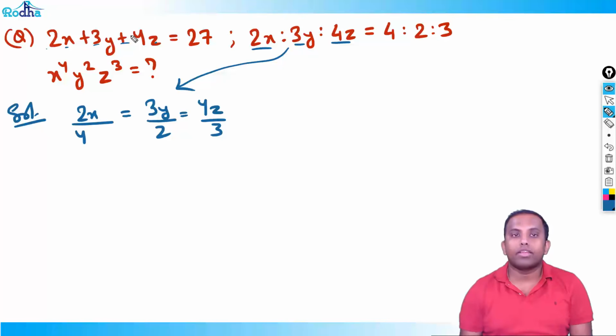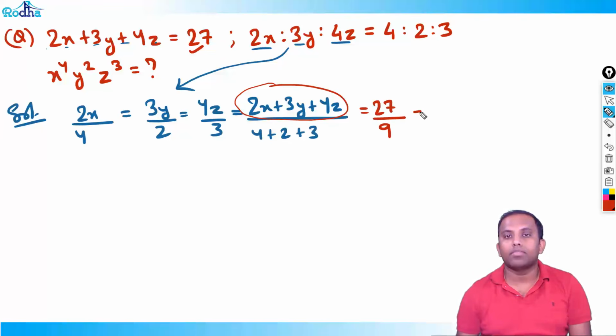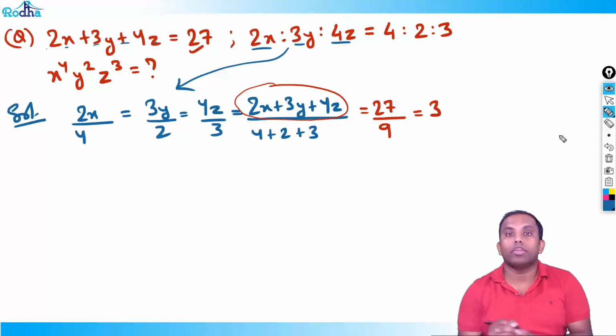And now I can see that this sum 2x plus 3y plus 4z is given as 27. And by law of fractions, I know that if these three fractions are equal, then the sum of their numerators upon the sum of their denominators is also equal to the fraction. Okay. And now solving becomes easy because 2x plus 3y plus 4z is given as 27. This becomes 27 by 9, it becomes 3. So you can get it very easily, right? This question becomes very easy if you apply law of fractions.